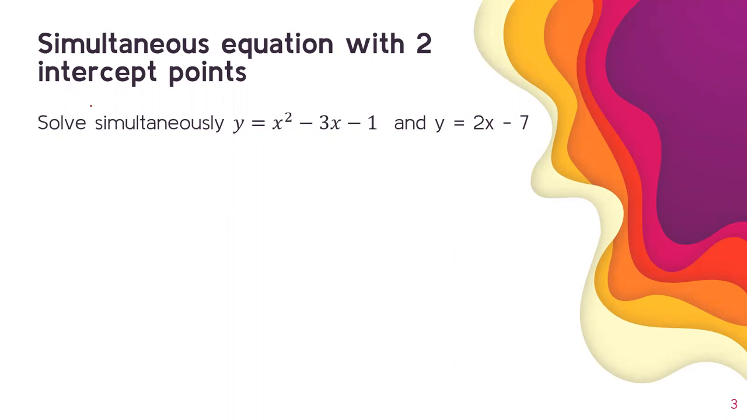Simultaneous equations with two intersection points. If we have two functions or two equations, y equals x squared minus 3x minus 1 and y equals 2x minus 7, and if we draw these equations, we're going to have one straight line and one parabola graph. And also we're going to find two intersection points.